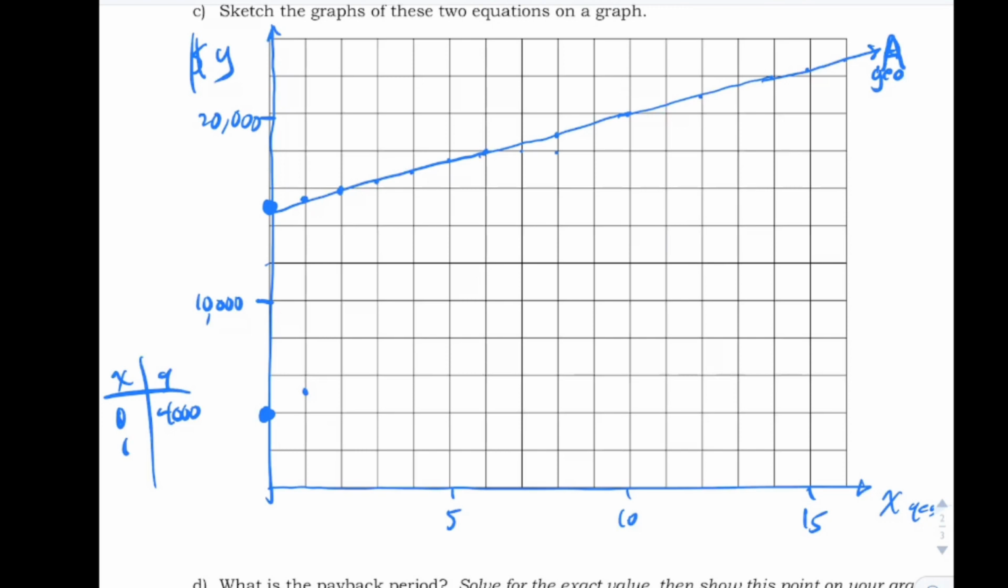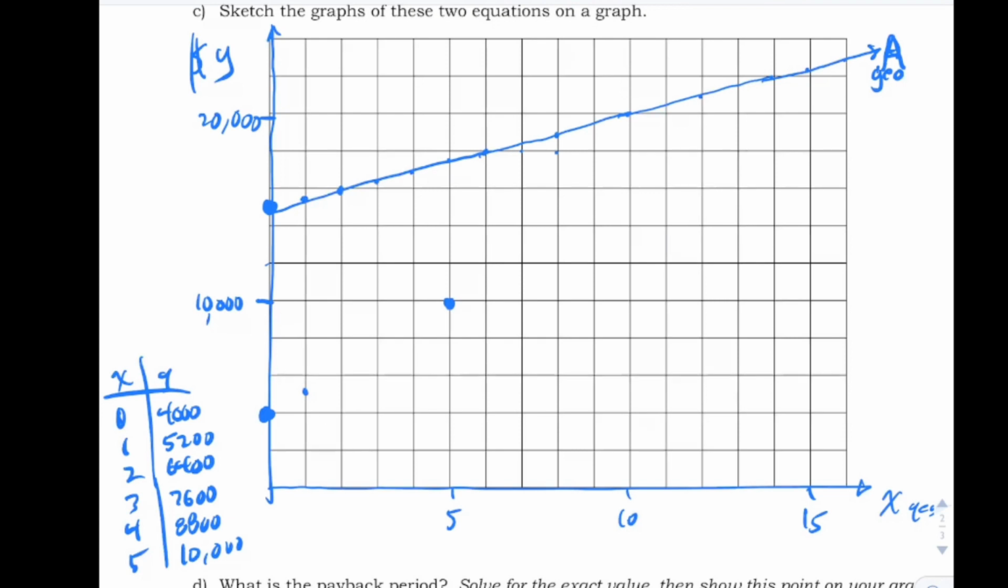After 1 year, I'm at 5,200. After 2 years, I'm at, let's see, add 12 again, 6,400. After 3 years, I'm at 7,600. After 4 years, I'm at 8,800. And after 5 years, I'm at 10,000. Oh, that's cool. I'm at a nice even number finally. So after 5 years, I'll be at a nice even 10,000.